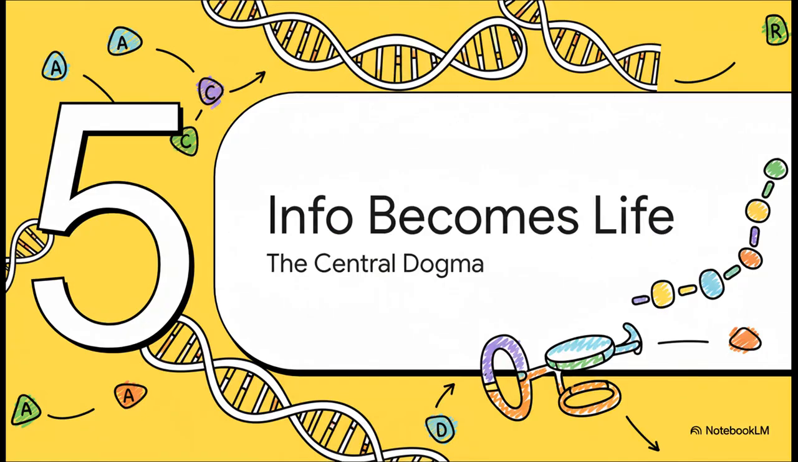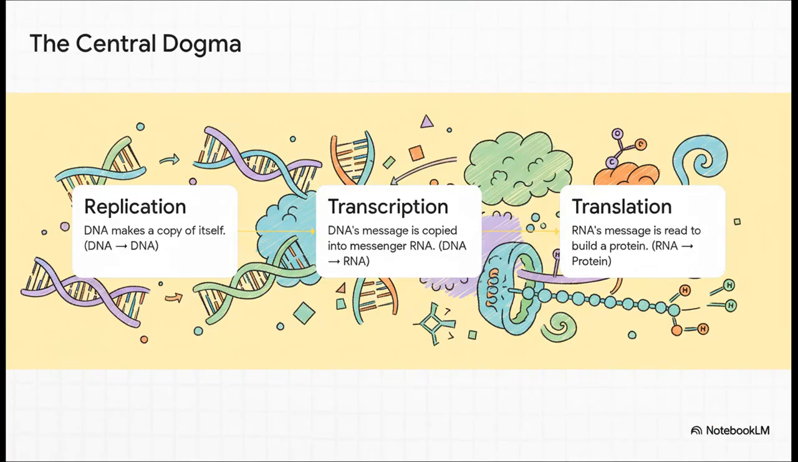All right, we've got the blueprint, we know the language to read it. Now for the big one. How does that static information on a page, so to speak, actually become the dynamic, living stuff of our cells? Well, this process is explained by something called the central dogma of molecular biology. It's this beautiful 3-step flow of information.